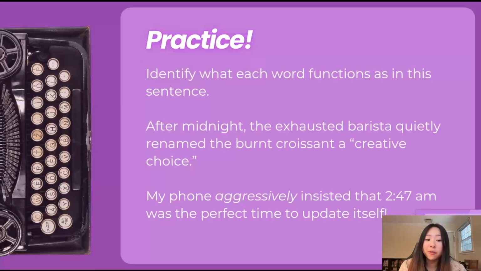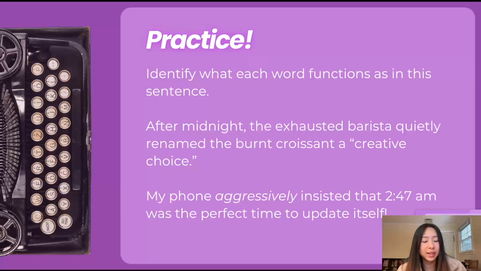Okay, so for the first sentence, we look at after. After is a preposition, right? It leads into that prepositional phrase. Midnight is a noun. Quietly, we can see it ends in ly, so it's an adverb, and it also modifies renamed. Burnt is an adjective, right? It describes a croissant. Renamed is a verb. It's an action that someone's doing. Creative is an adjective. It's describing choice, and choice is a noun.